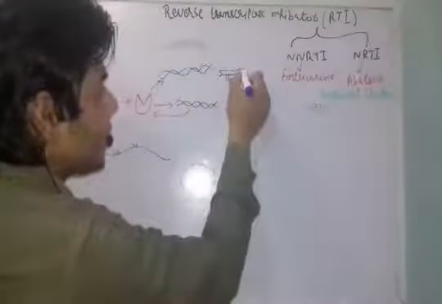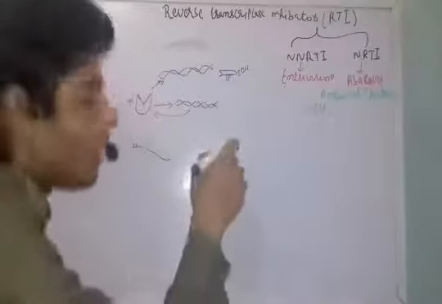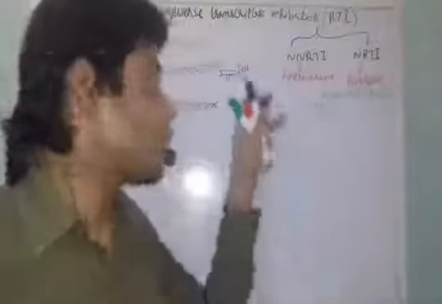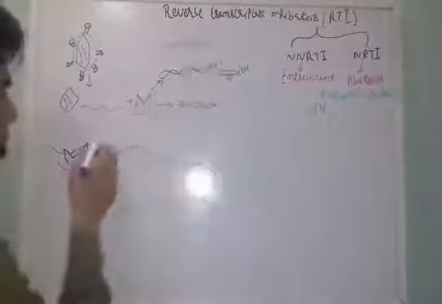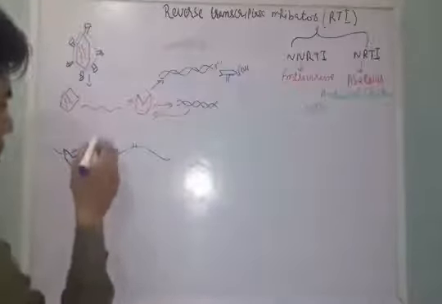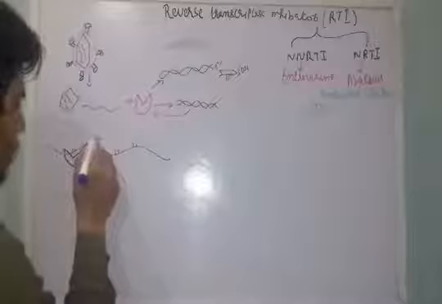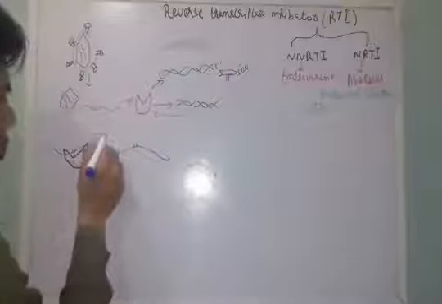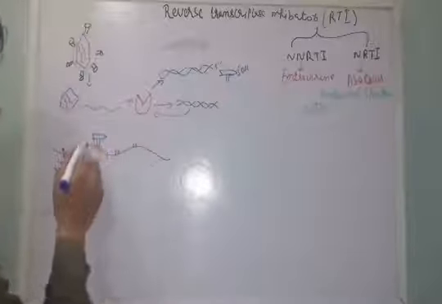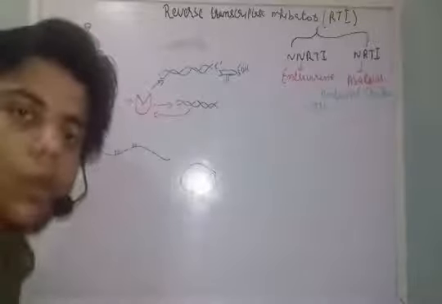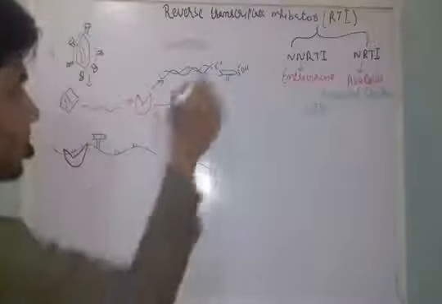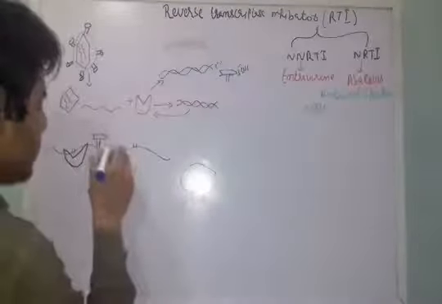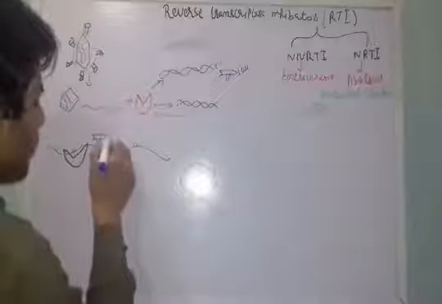At that area there is a 3' hydroxyl group. This is the 5' end, this is the 3' end, and at the 3' end there is a hydroxyl group. Fine. So they will come here and bind to that area. This cone like shape represents that the 3' hydroxyl group is present. Due to this 3' hydroxyl group, the other deoxynucleotide will easily bind.